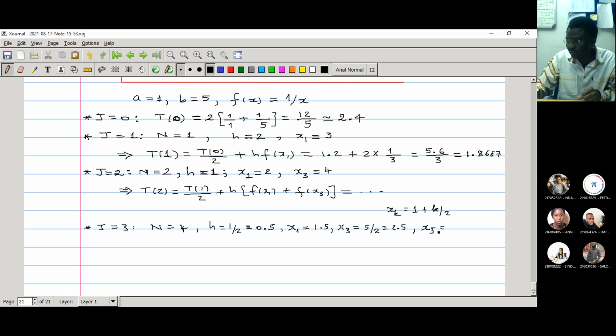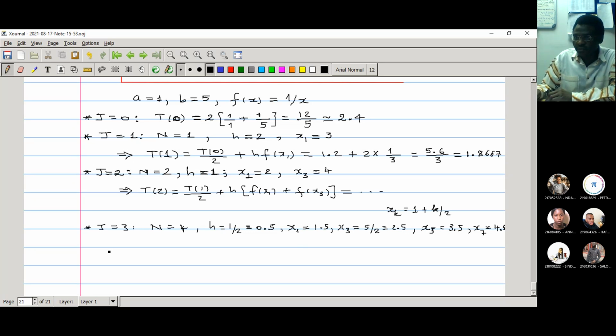x5 will be 3.5. That is 1, 2, 3. And the last step, x7 is 4.5. Okay, so these are the points. And we just substitute in our formula. So we have 4 points. The first one, 1, 2, 3, 4.